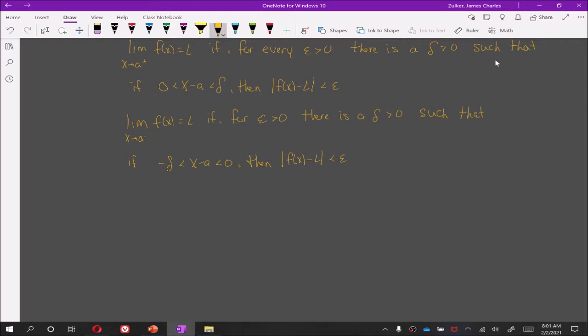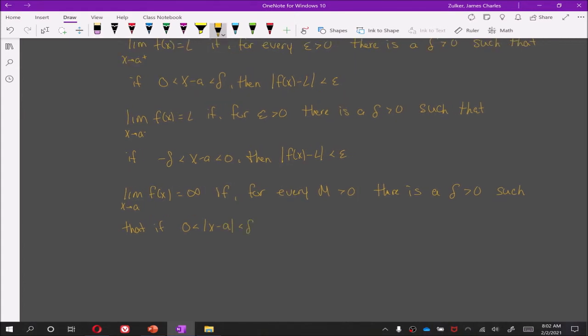Now, the limit as x approaches a of f of x equals infinity if for every m larger than 0, there is a delta larger than 0 such that if 0 is less than the absolute value of x minus a less than delta, then f of x is larger than m.